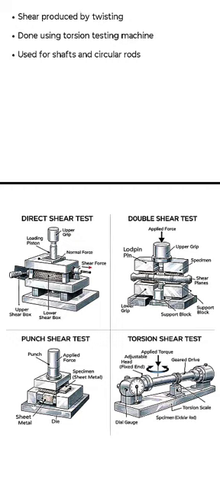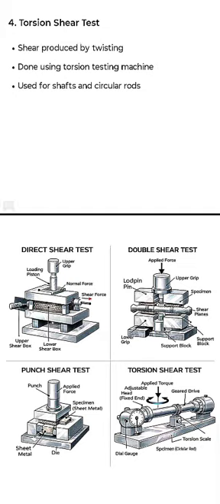Coming to the final one, the torsion shear test. The torsion shear test consists of a torsion meter or scale, where the shear strength can also be calculated in the torsion testing machine. So these are the different types of shear test.